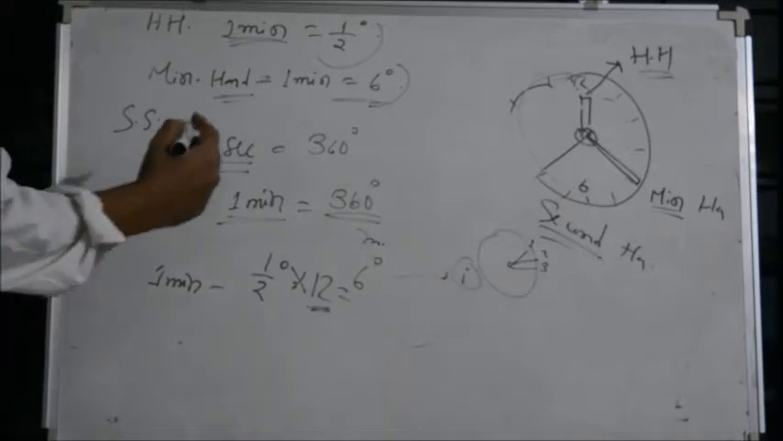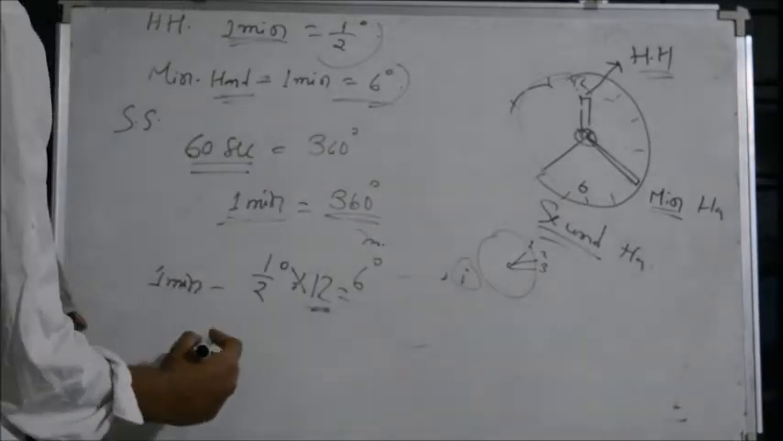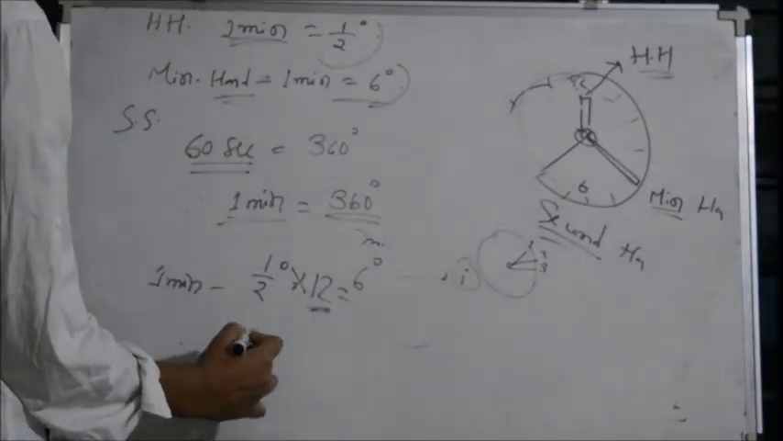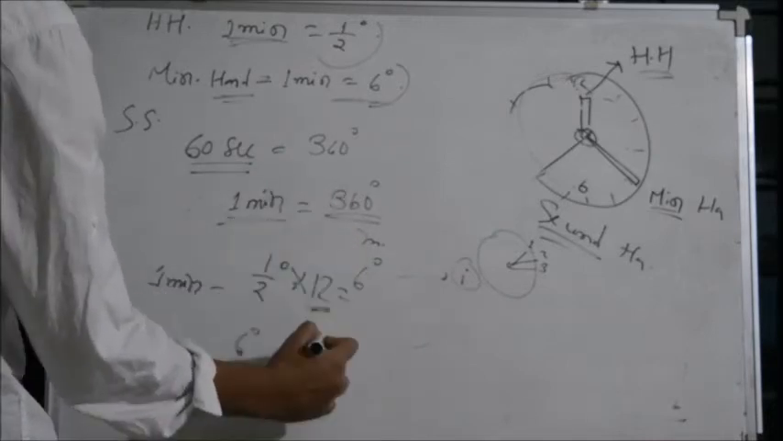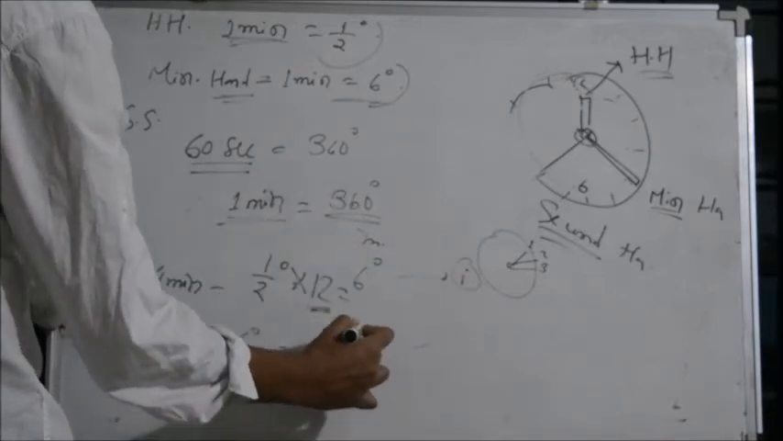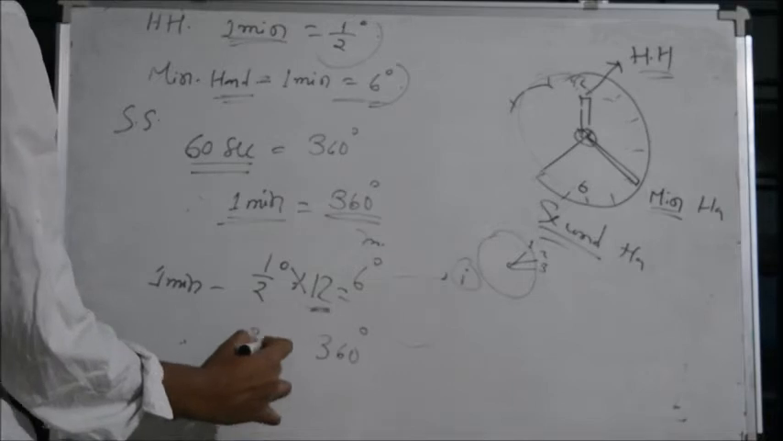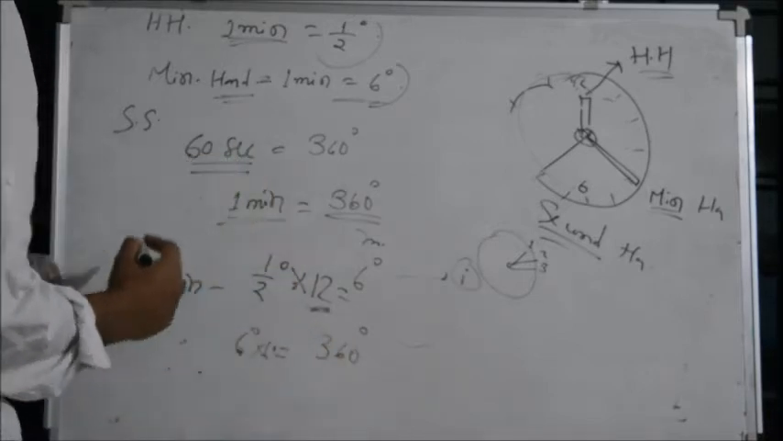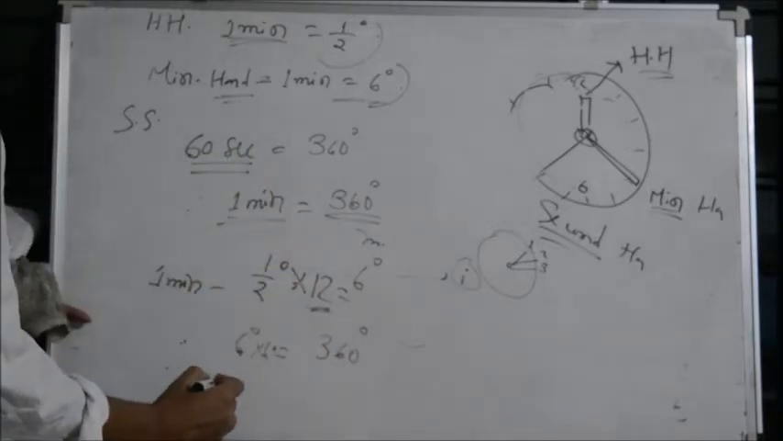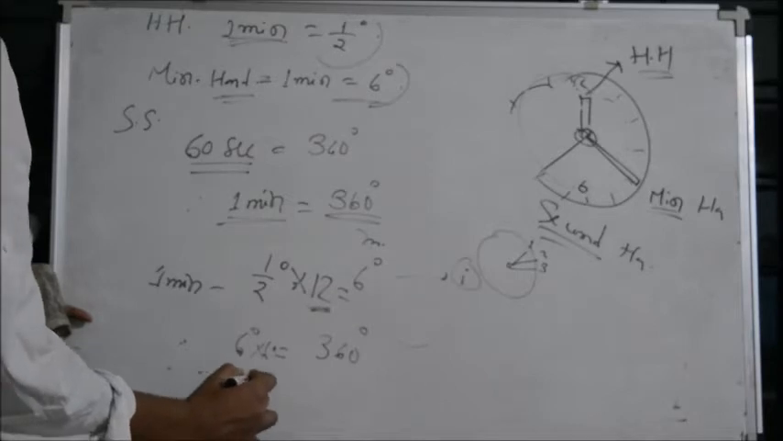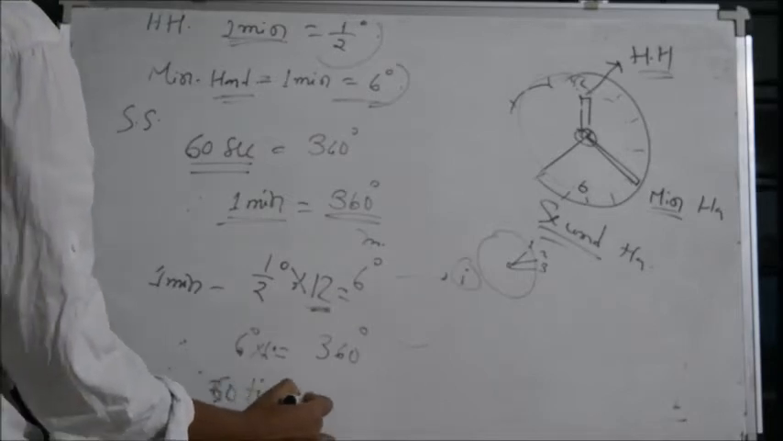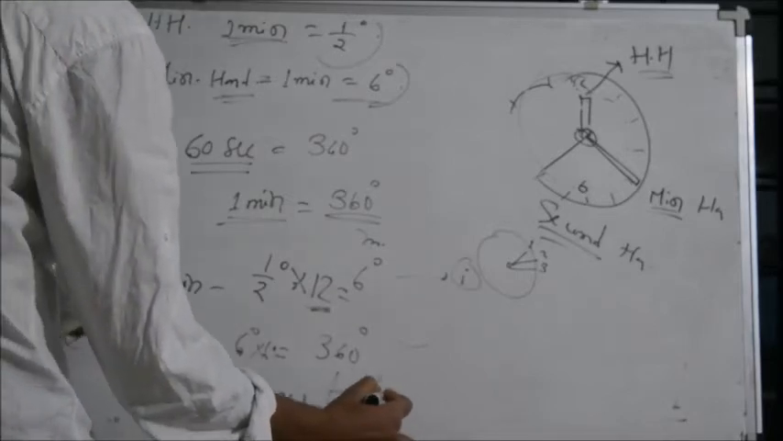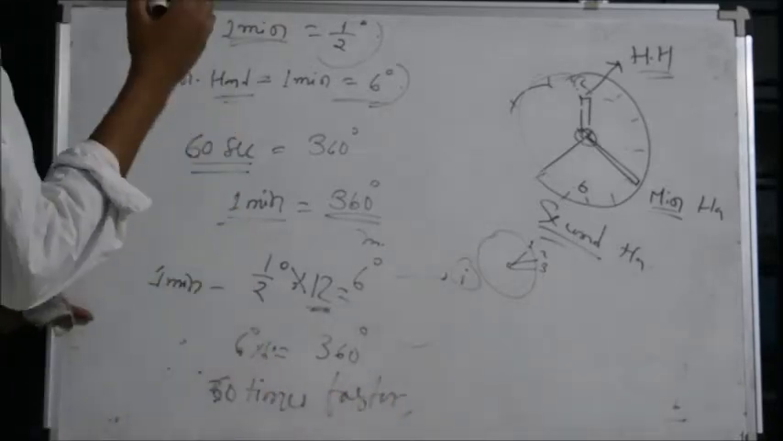Likewise, in 1 minute, the minute hand moves 6 degrees, but the second hand will move 360 degrees. That means 6 into 60 is equal to 360. Therefore, the second hand is 60 times faster than the minute hand.